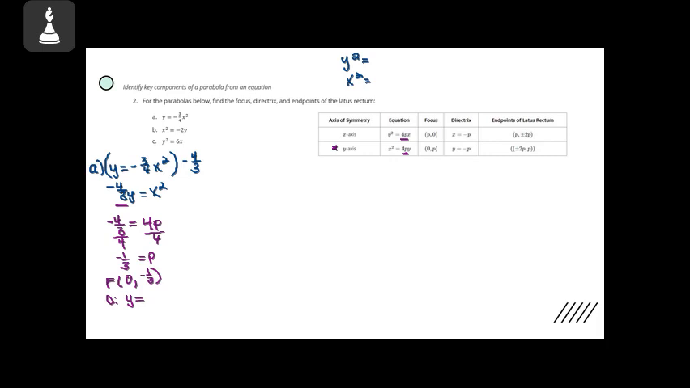And then to find our latus rectums, we are going to take plus or minus 2p and then p. So plus or minus, if we double p, that's 2/3. And then the regular p is negative 1/3.